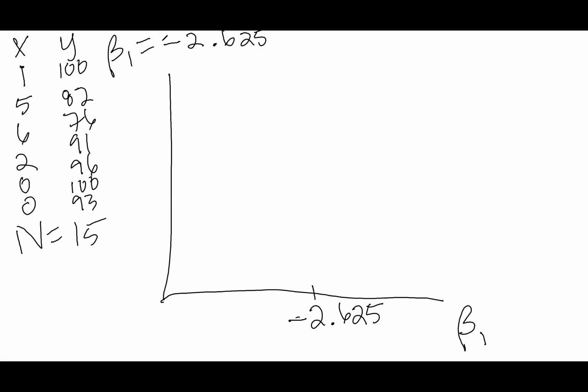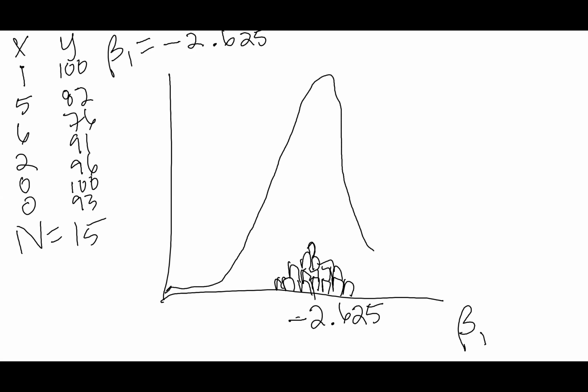And I observe it once in a sample of 15, but what I can also do is draw infinite numbers of samples of 15 and plot their various beta 1 coefficients for the relationship between absenteeism and midterm grades. And I could keep doing this into infinity until I get this distribution.